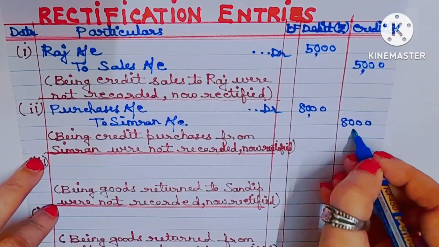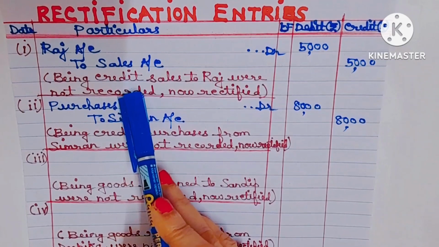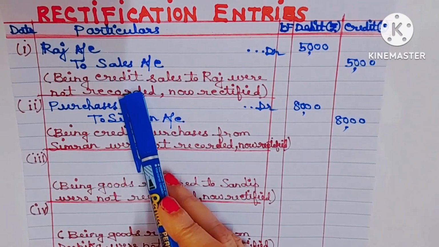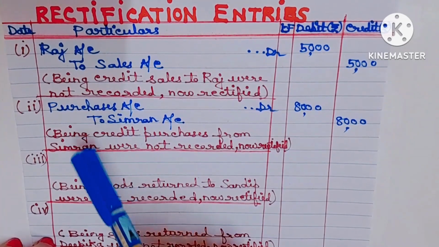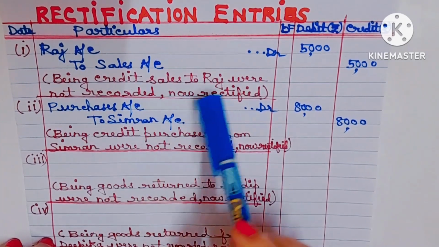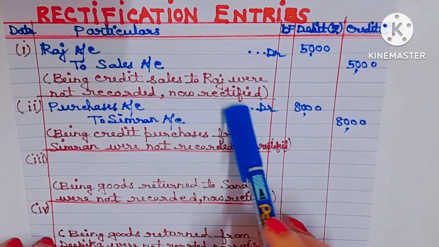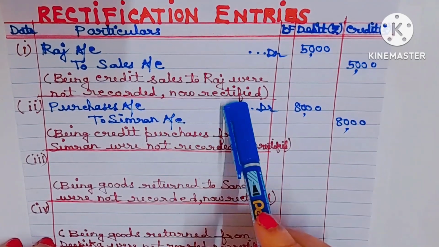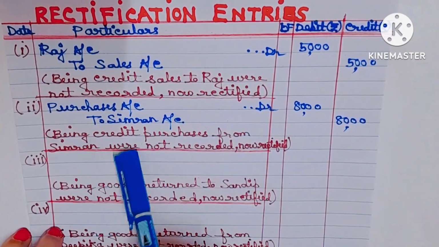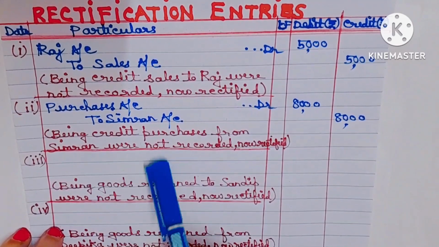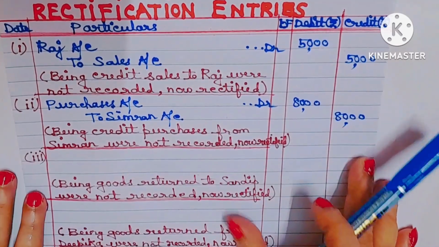Okay. Now please remember, we have to write the narration as well, just like we did in the chapter journal. But here we have to add two important words. What is that? Being credit sales to Raj were not recorded, comma, now rectified. You always have to add now rectified. Always write at the end now rectified. Similarly, being credit purchases from Simran were not recorded, comma, now rectified. Okay, you got to add these two important words.